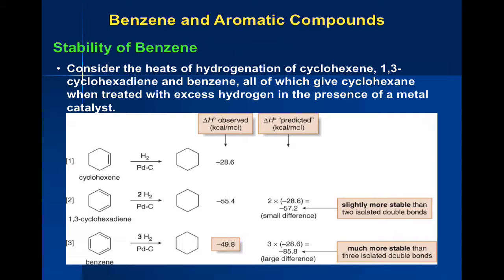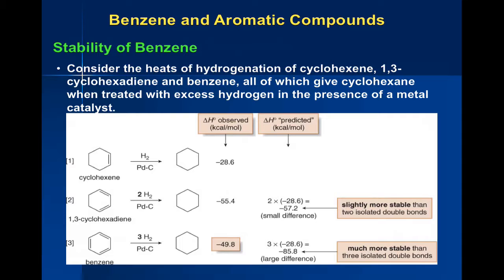We only have one. So we might expect that for every carbon-carbon double bond we have in a molecule, we'd get about 29 kilocalories per mole of heat, right? And that's true as long as those double bonds are isolated and they're not in conjugation with one another.